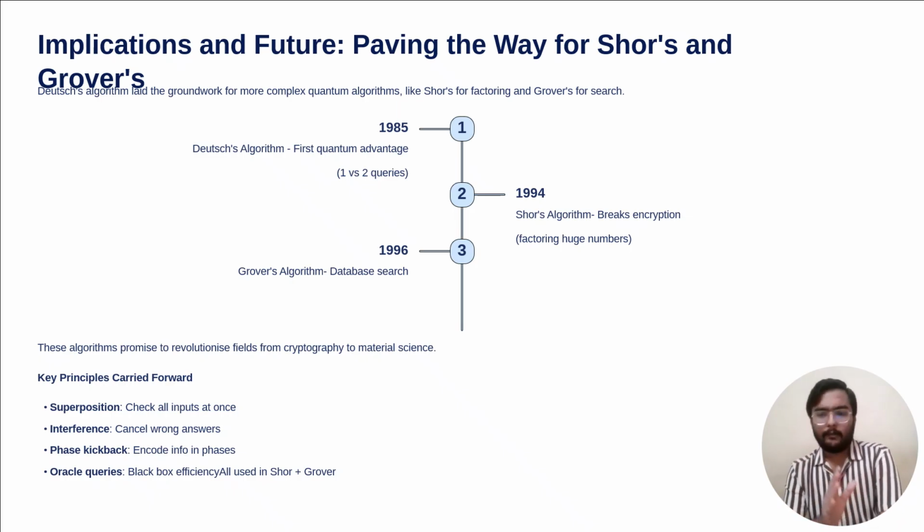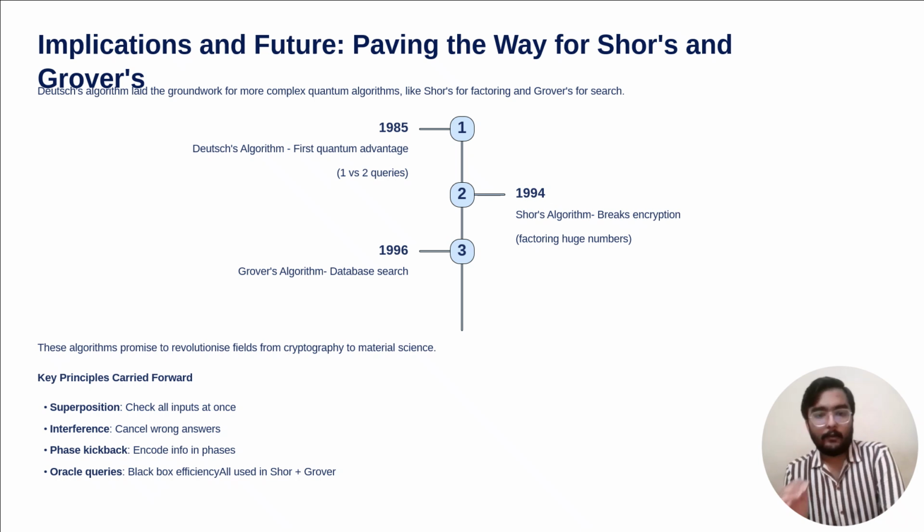Shor's algorithm factors large numbers efficiently and threatens classical cryptography. Grover's algorithm speeds up unstructured search problems. So Deutsch's algorithm is like a small prototype that opens the door to an entire family of powerful quantum algorithms, and shows researchers how to think the quantum way when designing new algorithms for the future. Deutsch's algorithm laid the groundwork for more complex quantum algorithms like Shor and Grover.